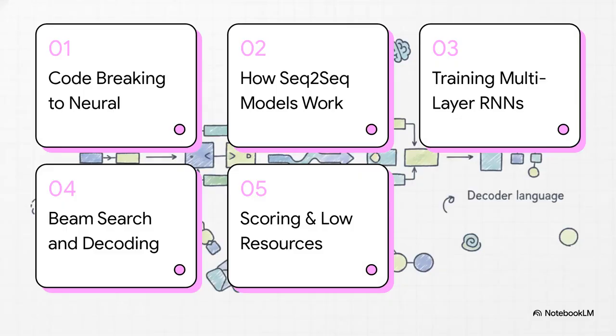Okay, let's dive right into this. Here's our roadmap for today. We'll start with the leap from code breaking to neural AI, then we'll see how seq-to-seq models work, move into training multi-layer RNNs, check out beam search and decoding, and finally wrap up with scoring and low resources.